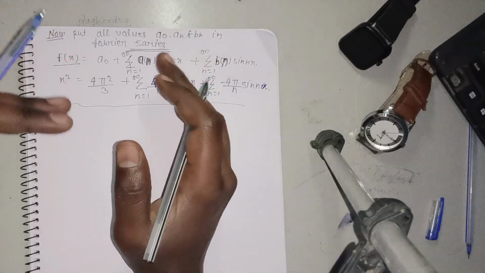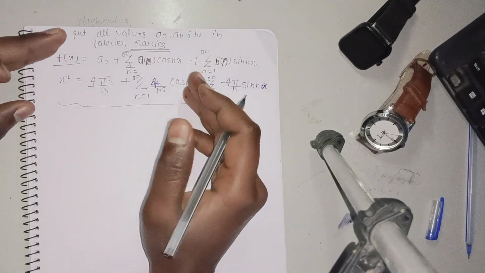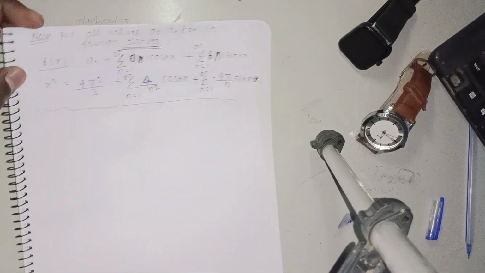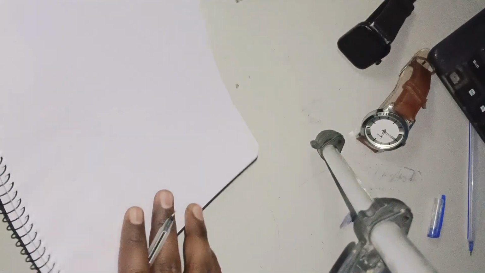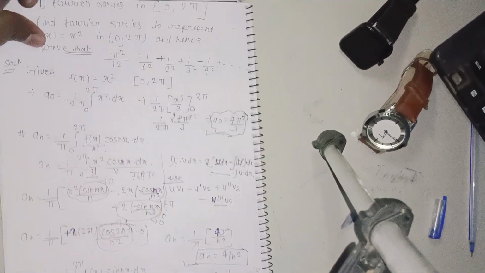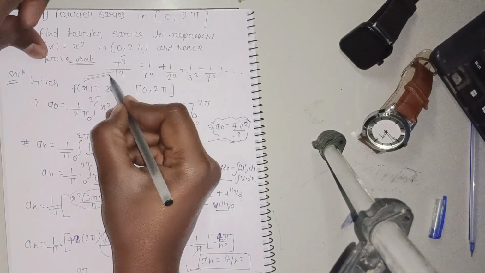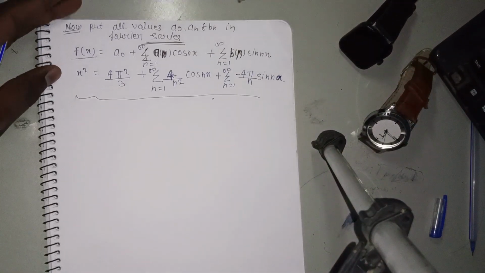If the question asks you to find the Fourier series, then this is the final answer. Now as we can see in our question, we also have to prove this. So let's see the proof. We have to prove that.